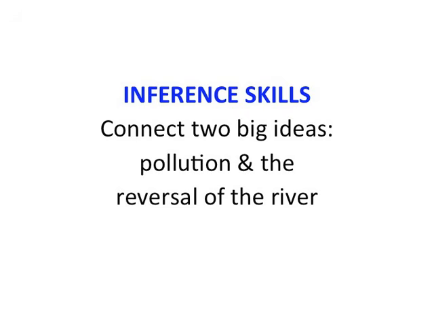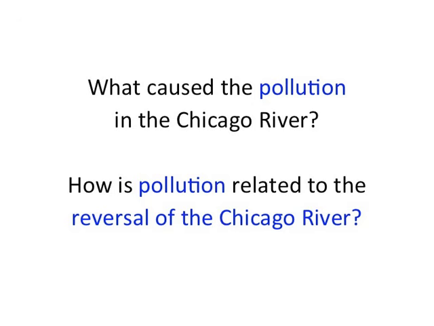We're about to read part of a text about this. In it, we're going to see two big ideas mentioned: pollution and the reversal of the river. We'll use our inference skills to explore the relationship between these two ideas. In particular, we'll aim to answer two questions. First, what caused the pollution in the Chicago River? And second, how is pollution related to the reversal of the Chicago River?